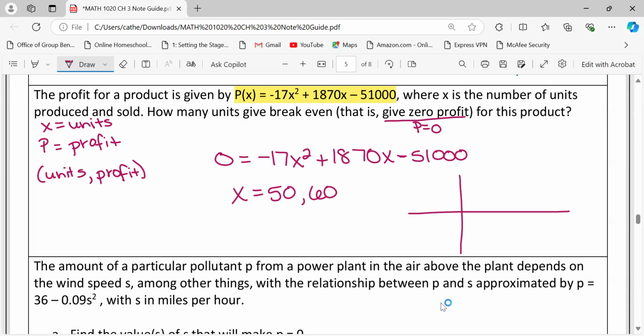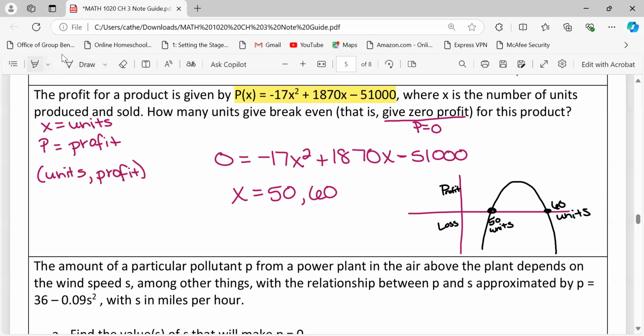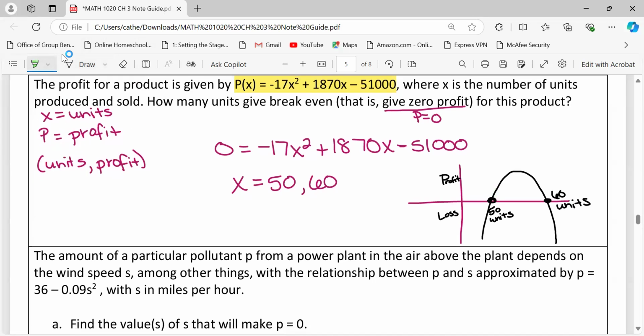So I'm just going to sketch. I can show you what this is going to look like. All right, this one's going to open down. So 50 units and 60 units. And a profit, so up here you're making a profit above the x-axis. Below the x-axis, you have a loss. So you have a profit when the curve is above the x-axis, and that is between 50 and 60 units.